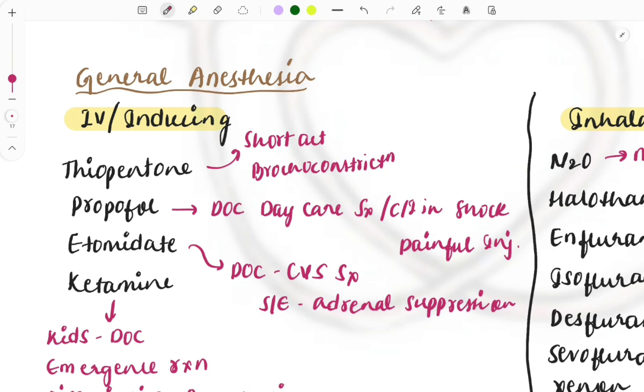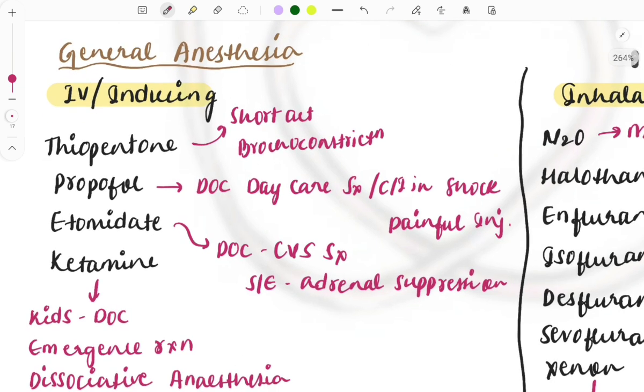Thiopentone is the shortest acting, and it causes bronchoconstriction. It is short acting because it has a rapid redistribution, so it will be redistributed rapidly in the body, due to which it will be degraded rapidly also. Then propofol, an important one, a PYQ was asked on propofol: it is the drug of choice for daycare surgery, contraindicated in case of shock, and the injection is painful. So P for propofol, P for painful.